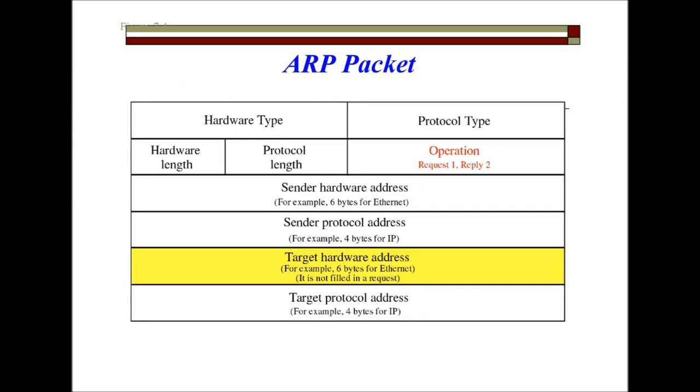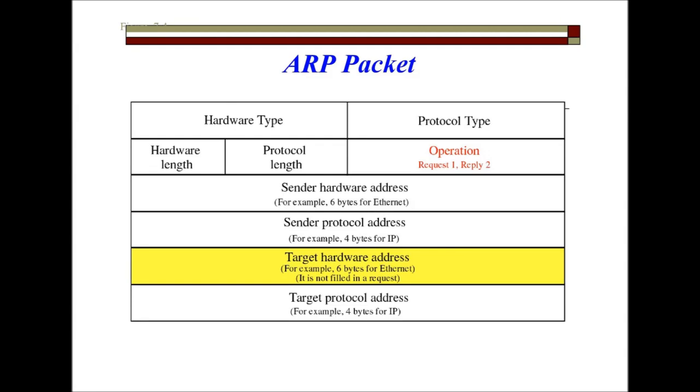Dear students, this is our last slide, and over here our packet is shown, and there are different fields of our packet: hardware type, protocol type, hardware length, protocol length, and operation. Next, sender hardware address, sender protocol address, target hardware address, and target protocol address. But the important field over here is operation, and we can see request 1 and reply 2. So ARP request and ARP reply, these two operations are used to get the physical address or MAC address. We have discussed this specific portion in our previous slide in detail.